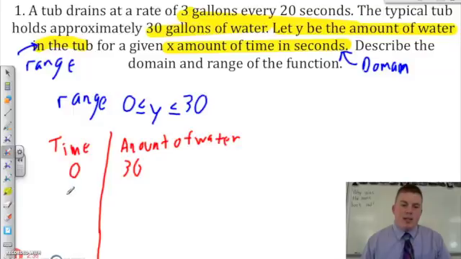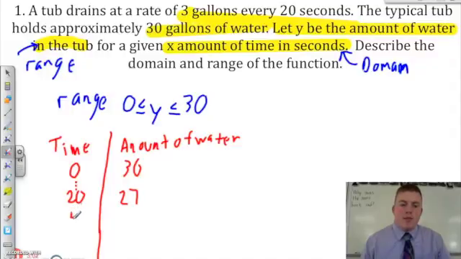Now, every 20 seconds, we're going to have 3 gallons less, so we would be down at 27. Now, the tub is continuously draining during this point. It's not like just at 20 seconds it automatically just loses 3 gallons of water. It's continuing the whole time in between the 0 and the 20 seconds. So every value, every time in between is also going to be part of our domain. Let's continue out this pattern and see how long it's going to take us to drain the tub.